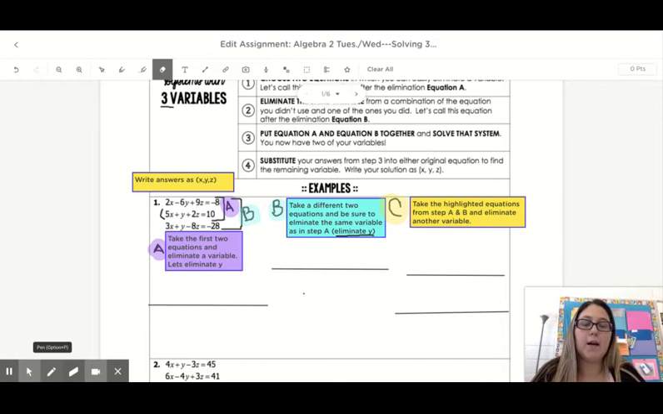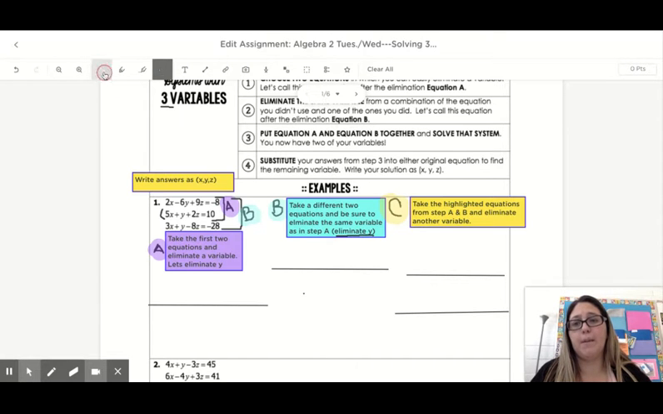Okay, class. Today we went over how to solve systems of equations when you have three variables, so you have three equations instead of just two. And so I set up our notes a little bit so that you can start seeing the different steps that we're going to take.